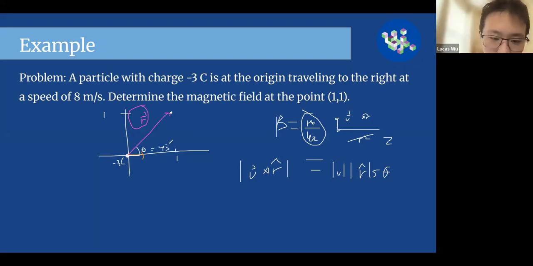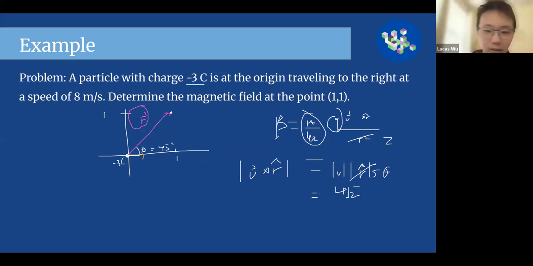So from this, you can just find it. The magnitude of R cap is 1, because R cap is a unit vector, so by definition it has magnitude 1. And the magnitude of V is 8, so it equals 8 times square root 2 over 2. You should be getting 4 root 2. And then remember to multiply by the charge Q, which is -3 coulombs.